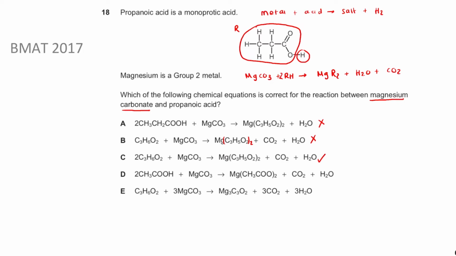I'm not going to worry about this, but if we were to just go for it quickly, here the formula of the acid is completely wrong. So therefore that can't be correct. And the last one, you have 3 magnesium carbonates. That clearly can't be correct. So the correct answer here, guys, is going to be C.